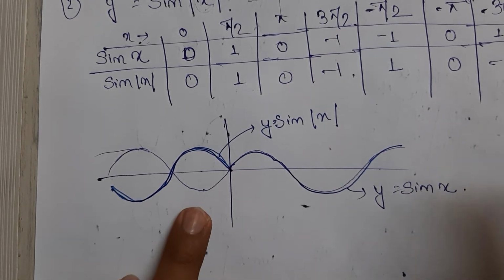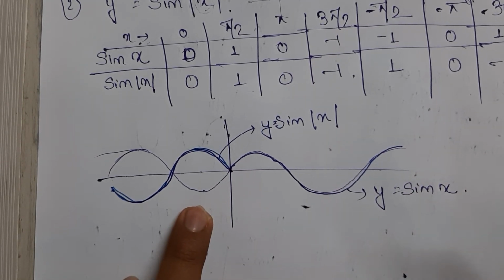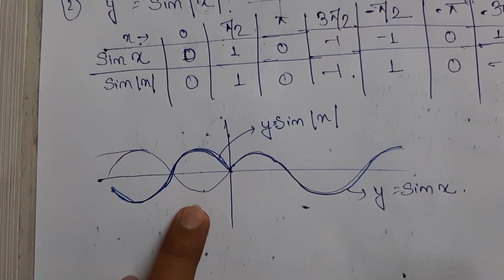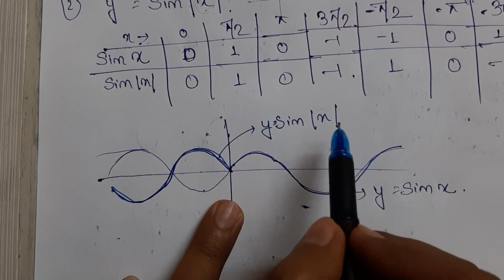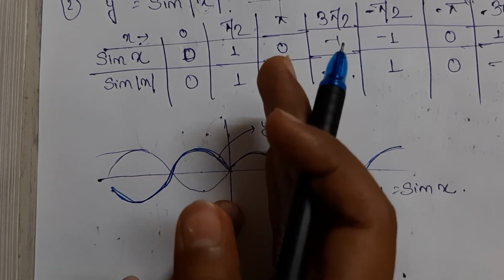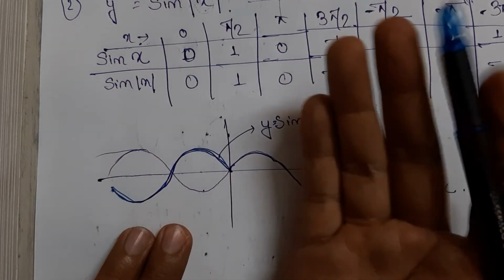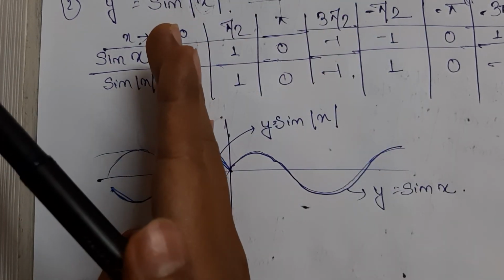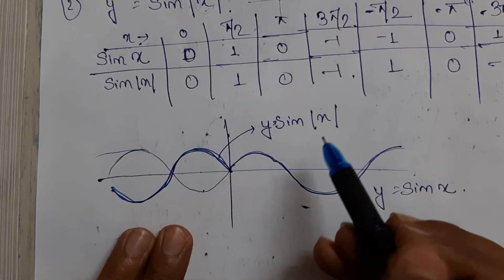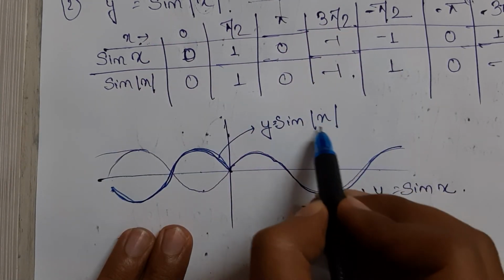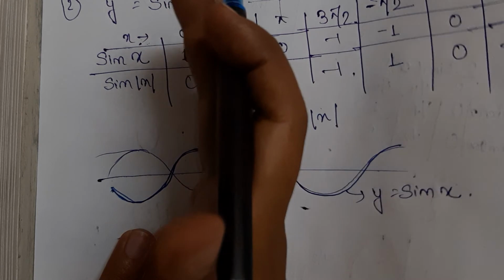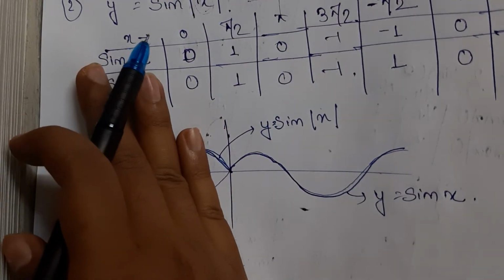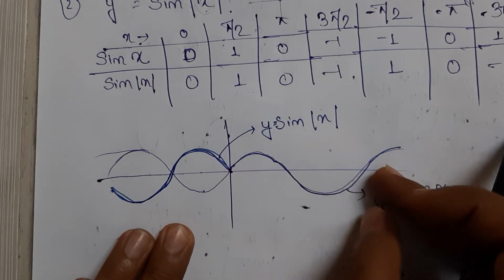For simplicity, first of all you should practice like this. Then when you have practiced much, for simplicity I can tell you that when there is a mod given in any function, you just think that there is a mirror here and the image of this will be here, right? It depends on where the mod is. Here it is on the x, right? So we have to keep a mirror on the y-axis. Keep a mirror here and draw the image here. It's as easy as that.